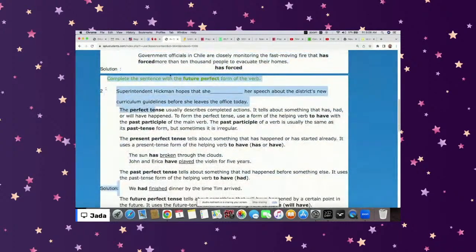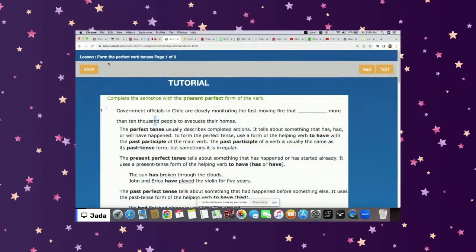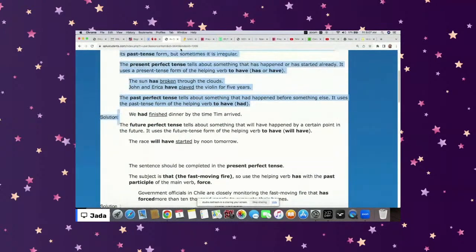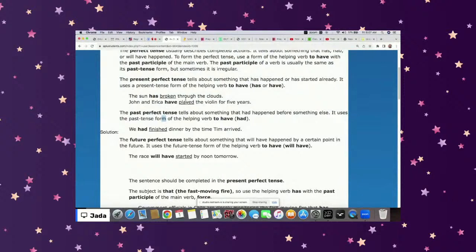So we will just go through some examples. This lesson is from the perfect verb tenses. That's what we just did. We defined what the perfect tenses are, and then we have the present perfect, past perfect, and future perfect. Remember that the present perfect uses has or have, the past perfect uses had, and the future perfect is will have.